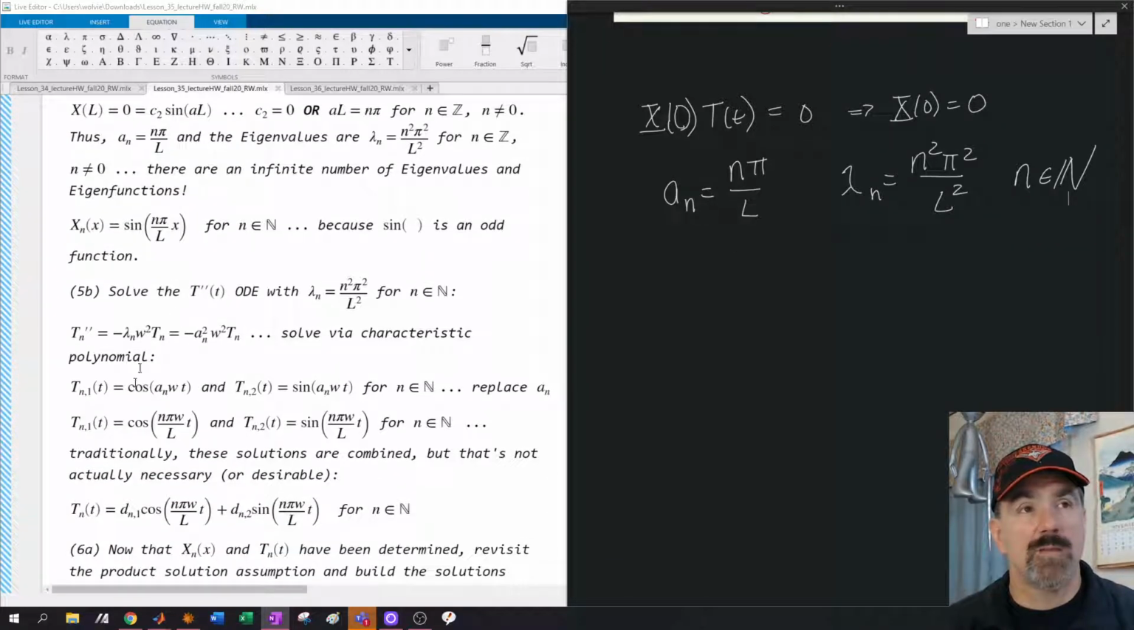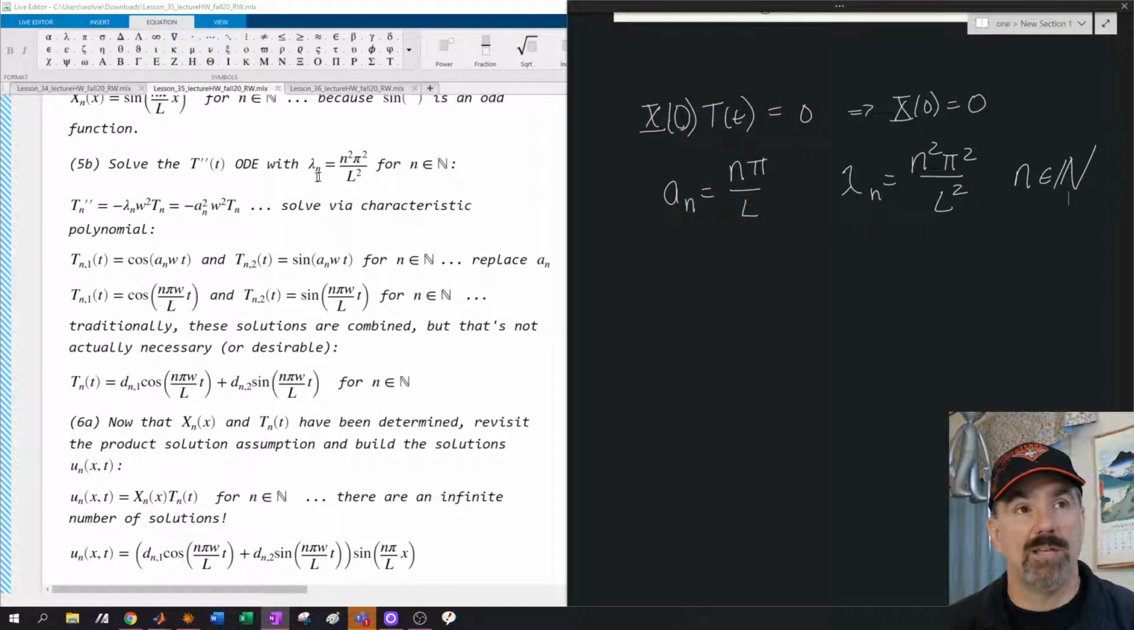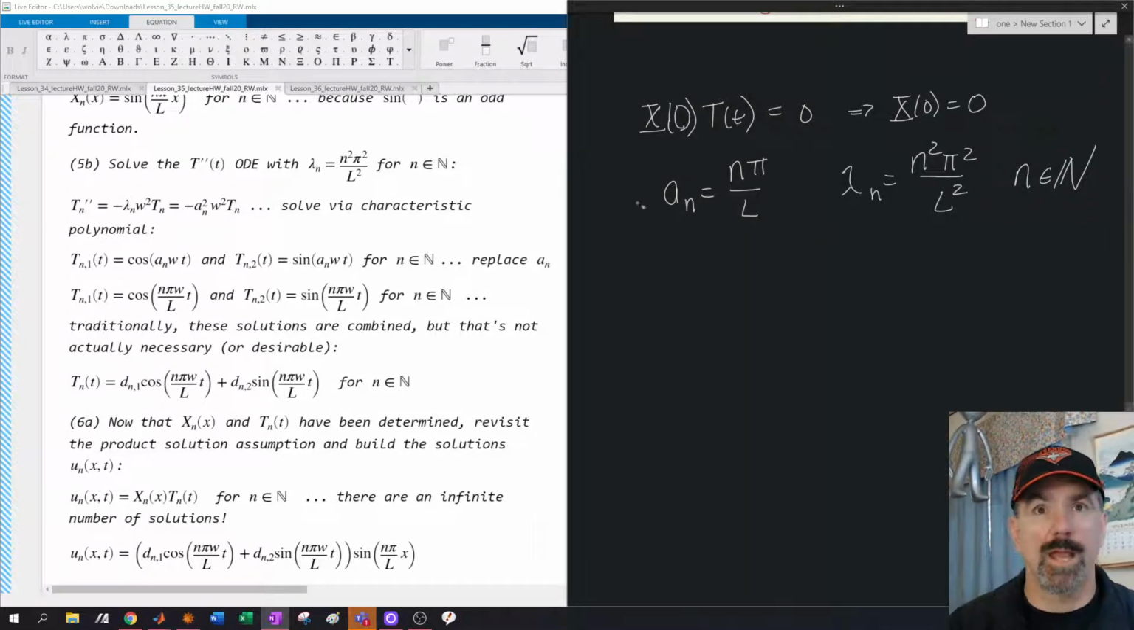Let's see, so the second part of step 5 then is to solve the temporal ODE now that we have the eigenvalues. So in this situation, we're now solving a second order ODE. This is where we diverge from what we were doing with the heat equation. The result are two separate solutions.